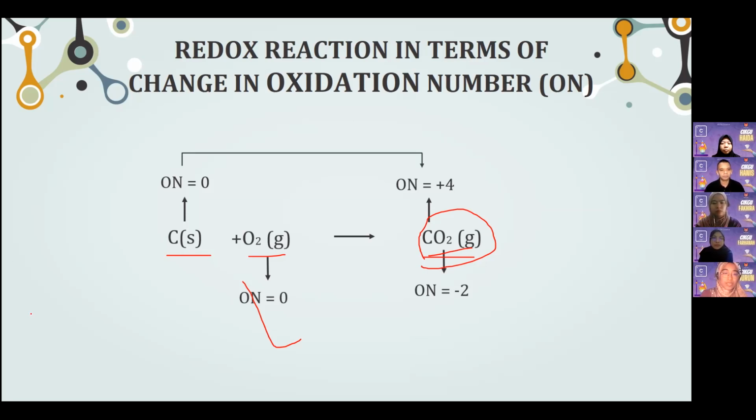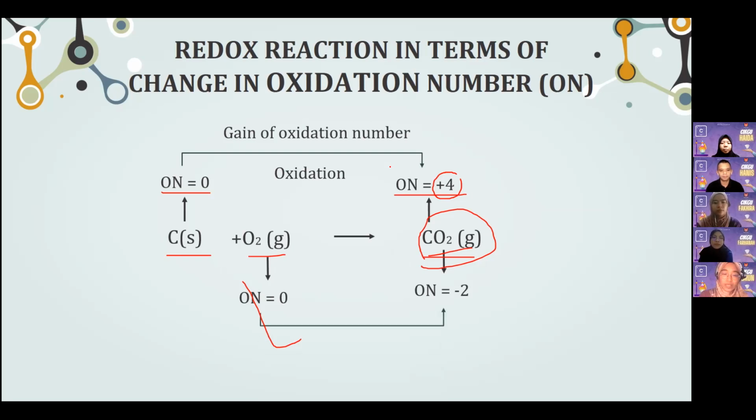As you can see, this carbon in the reactant has 0 oxidation number, whereas when it becomes a product, it has +4. So, Hanis, can you tell me, is this an increase or a decrease in oxidation number? Increase in oxidation number. Correct. So with an increase in oxidation number, this one undergoes oxidation. Oxygen decreases in oxidation number, therefore it undergoes reduction.